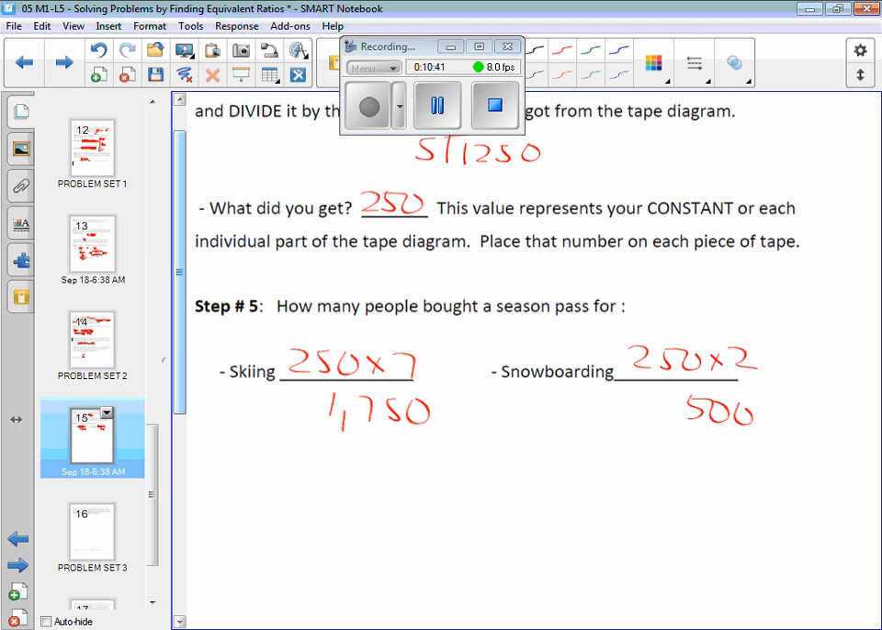I'm going to show you something called TRF in the next couple of weeks. It's called Template Ratio Find. A lot of kids like to do it that way. Okay, that's what Common Core is all about, is finding different strategies that work best for you. Okay? Okay.